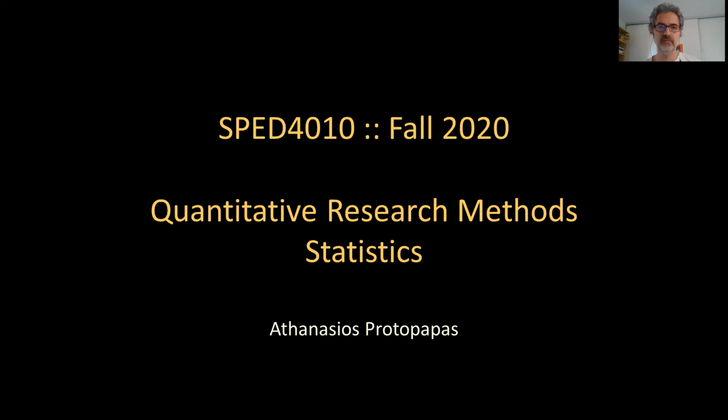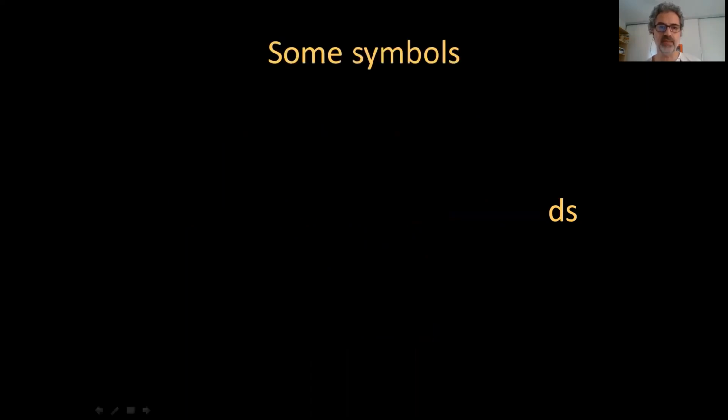In this video, we'll go over some symbols you may not be very familiar with or you may not be entirely certain about. The first symbol is a letter like the letter X. We use the letters X, Y, and Z and others to denote variables. So X can be any variable that we're working with.